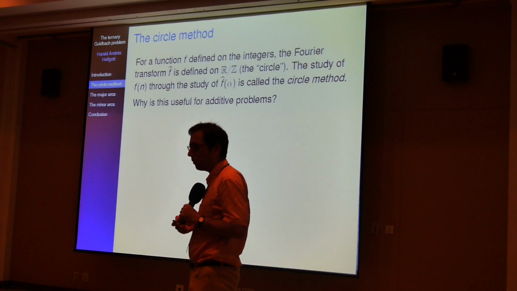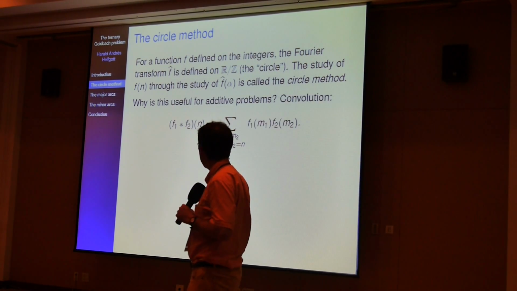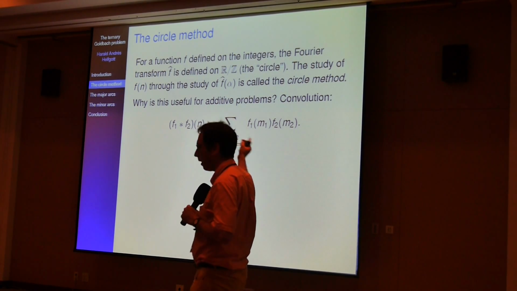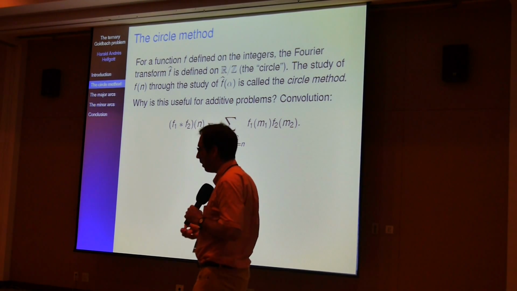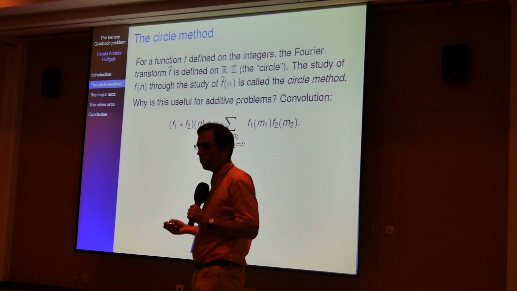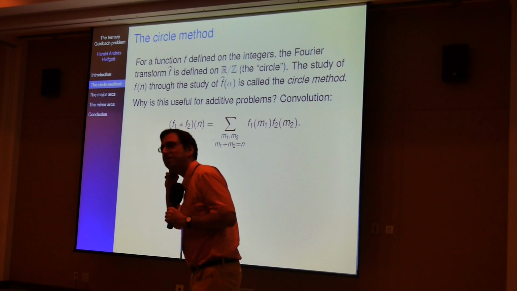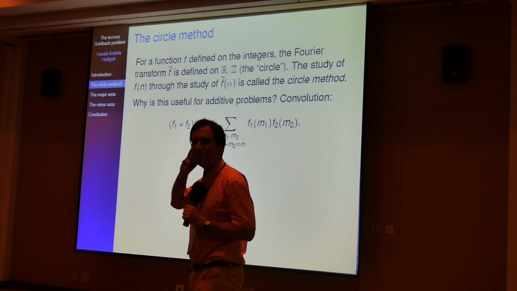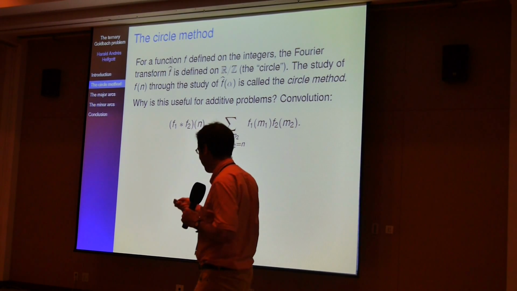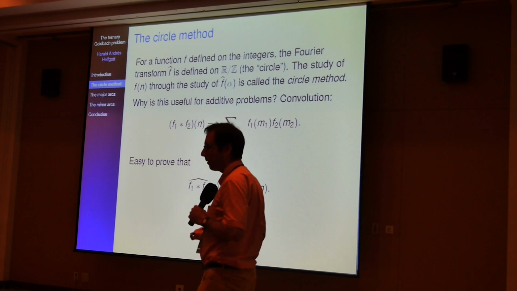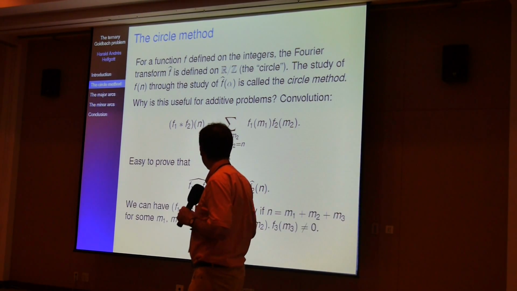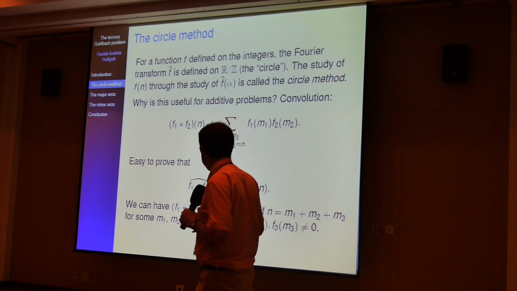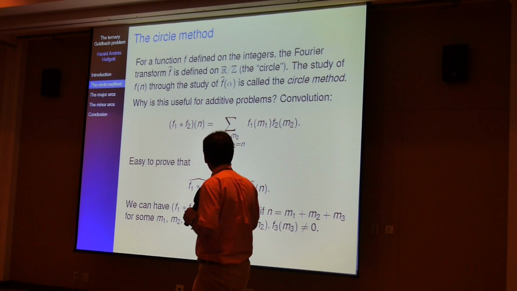Now, why is that useful for additive problems? Well, if you have a convolution of two functions over the integers, then what is the Fourier transform of a convolution? Somebody knows? Yes, it's a product of the transforms. So, all right, that's great, because products are nice. Now, why do convolutions matter?